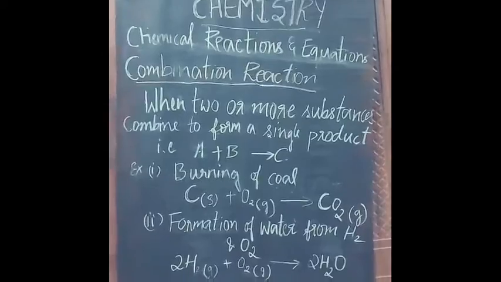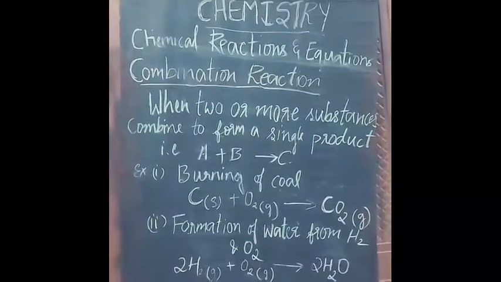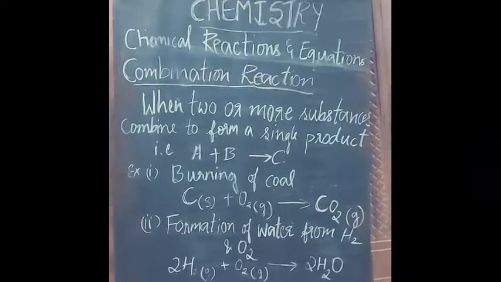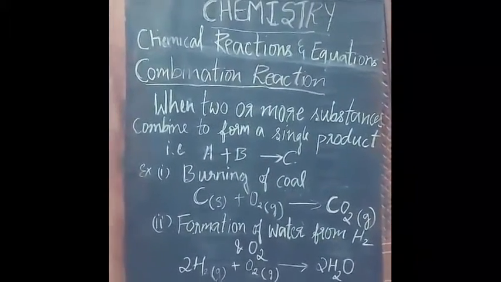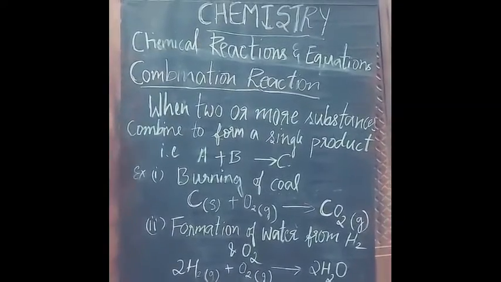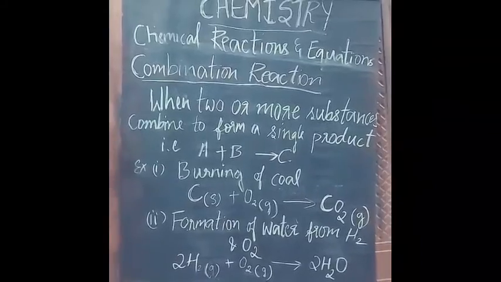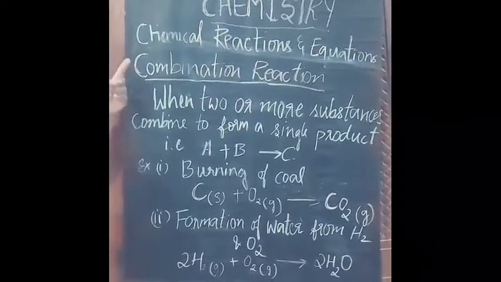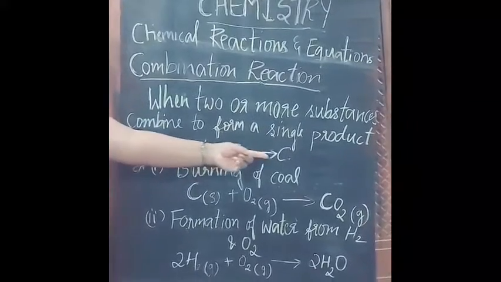Hi all, good morning. Let us continue our lesson, chemical reaction and equation. Our next topic is combination reaction. What is a combination reaction? Whenever two or three substances combine to form a single product, then we call it a combination reaction. An example is A plus B gives the product C.